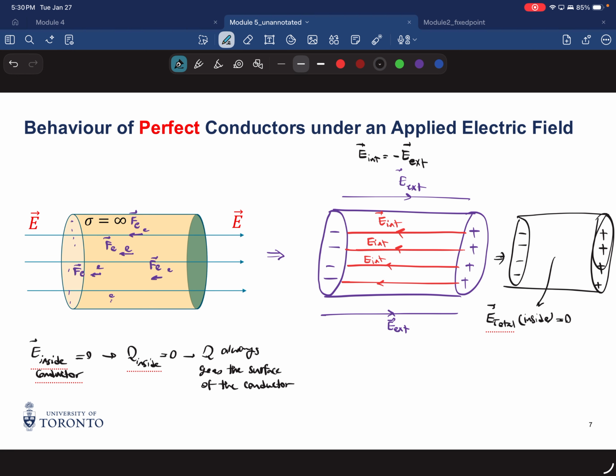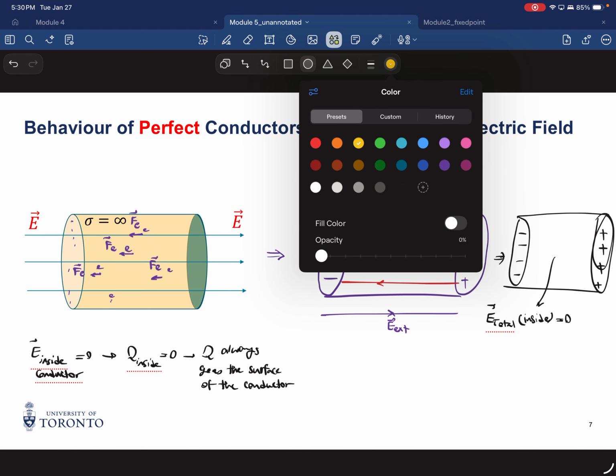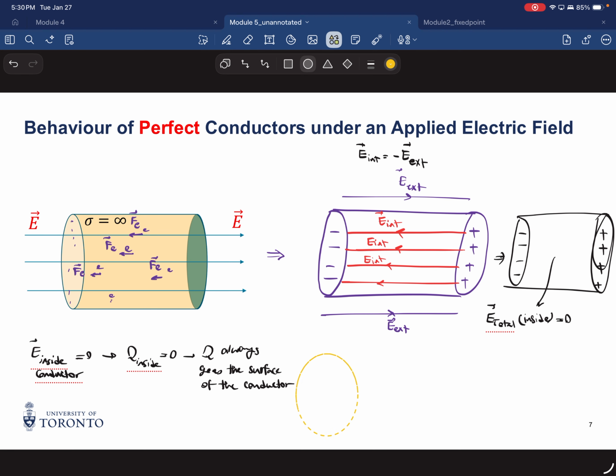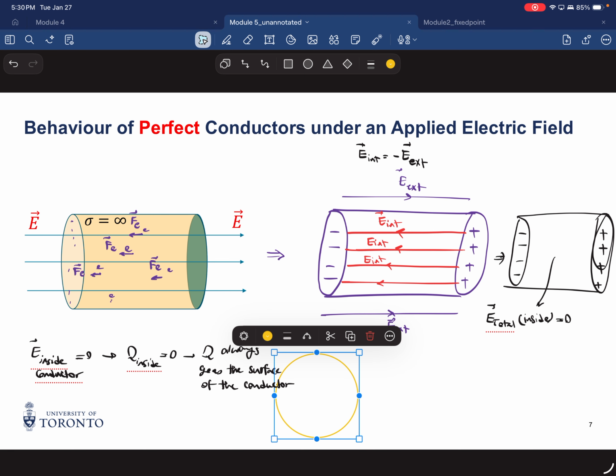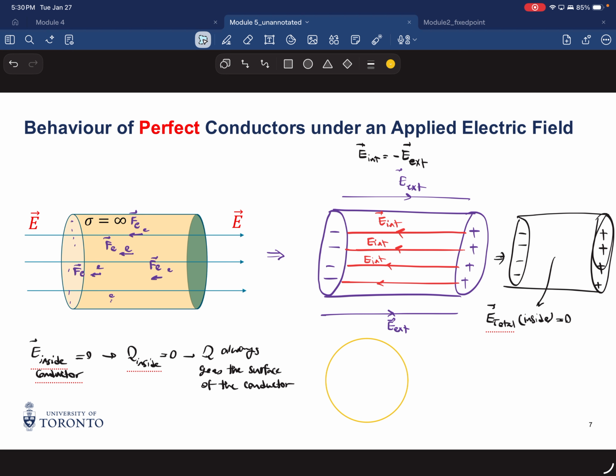Let's, for example, talk about this case. Let's say I have a sphere, and I try to bring some charges with, let's say, something like a plastic rod on it. Now, knowing that inside this conductor the electric field is 0, how does this Q distribute itself on this sphere?